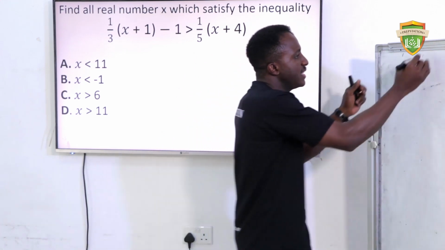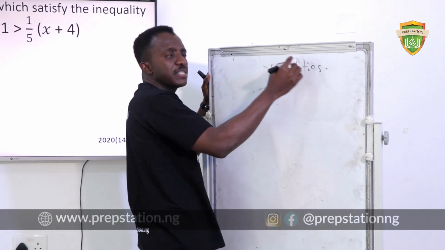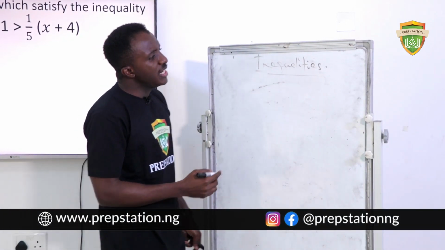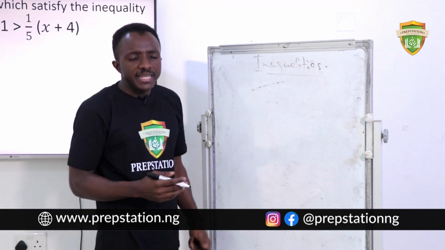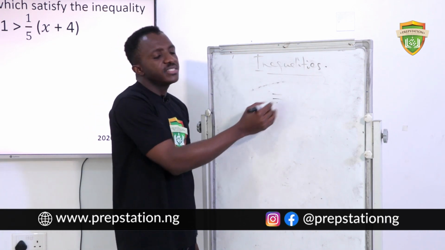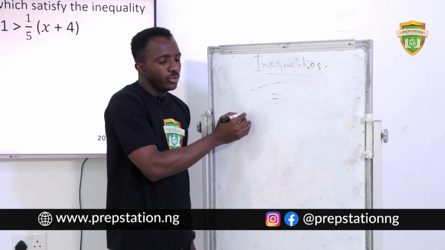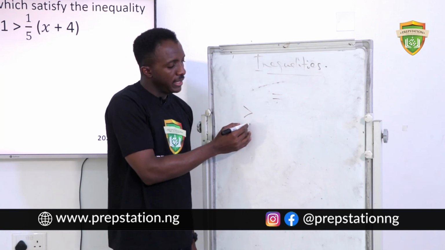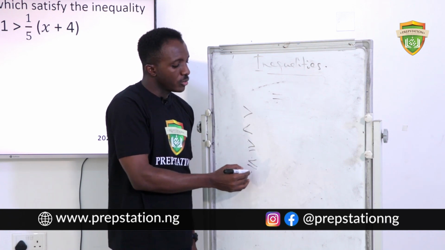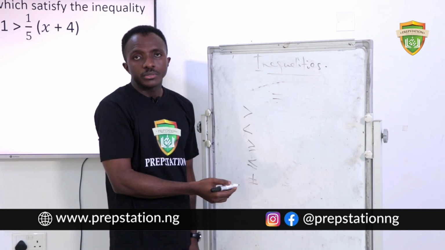Now let me tell you something about these inequalities. It's important to note the difference between inequalities and your normal equation. Inequalities differ from your normal equation in different ways. Number one, the sign. Your equation carries the equal sign, but your inequalities carry other signs. You have what you call the greater than sign, the less than sign, the greater than or equal to sign, the less than or equal to sign, and we have the not equal to sign, and so on.